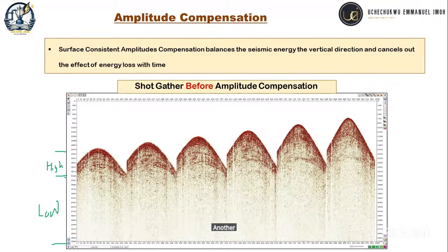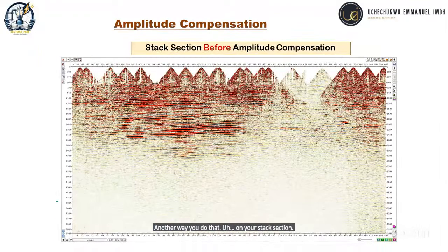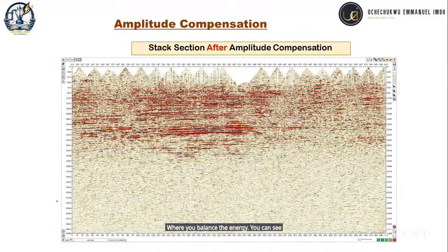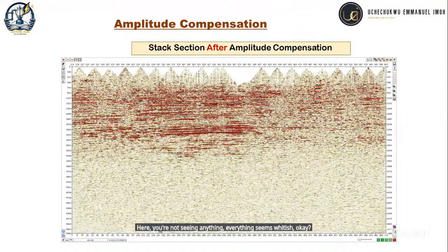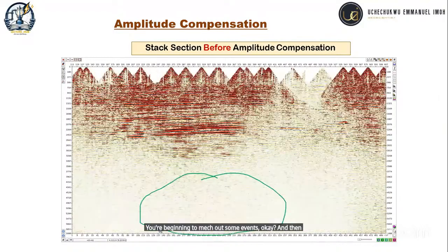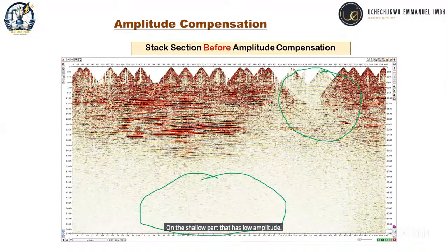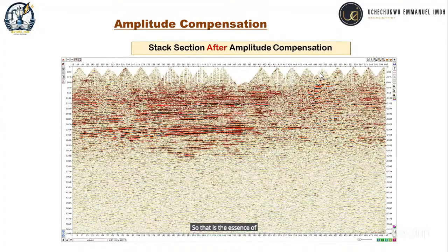Another way you do that is on your stack section. This is the stack section before amplitude compensation, which is your stack section after noise attenuation. At the deeper part, here, you're not seeing anything. Everything seems whitish. But by the time you increase the amplitude, you begin to make out some events. And on the shallow part that had low amplitude, while you do your amplitude compensation, everywhere seems to be balanced out. So that is the essence of doing amplitude compensation on your seismic data.